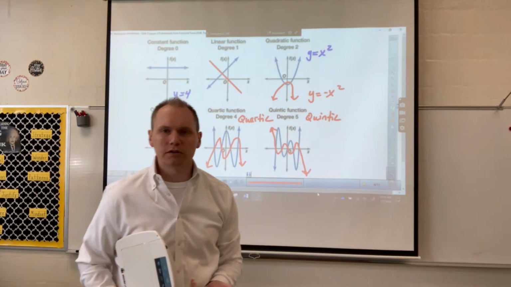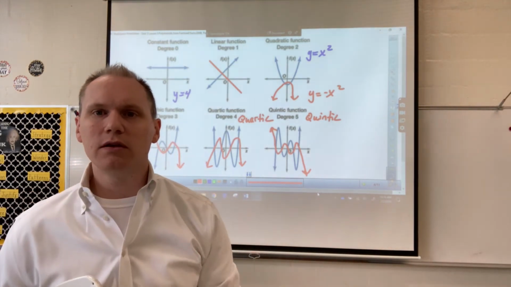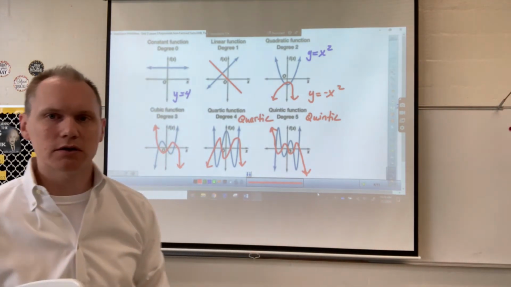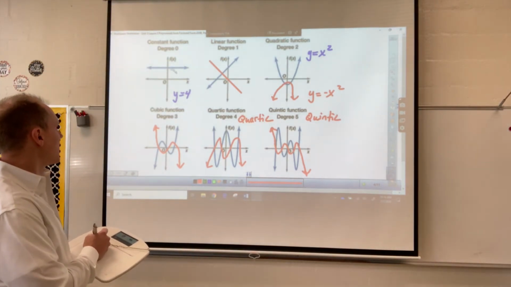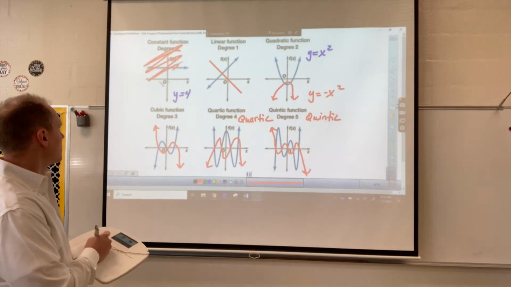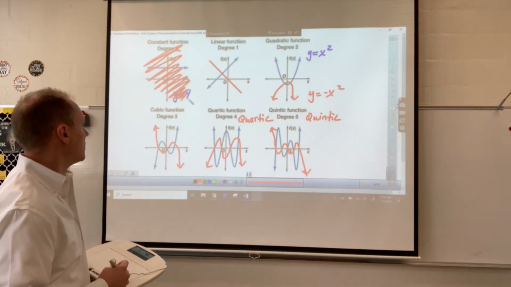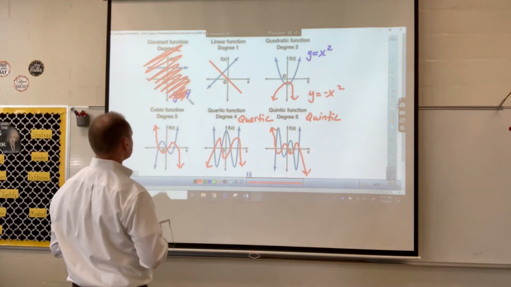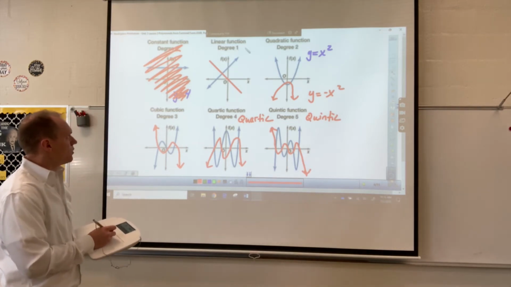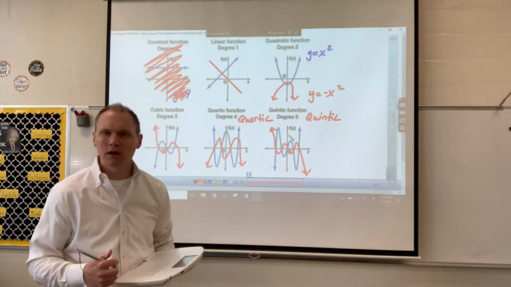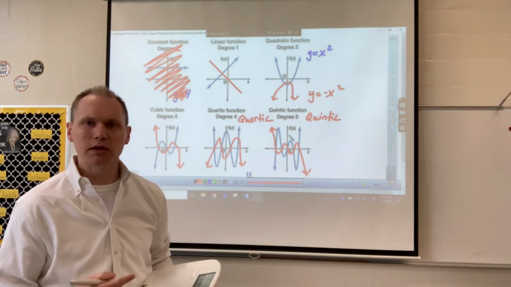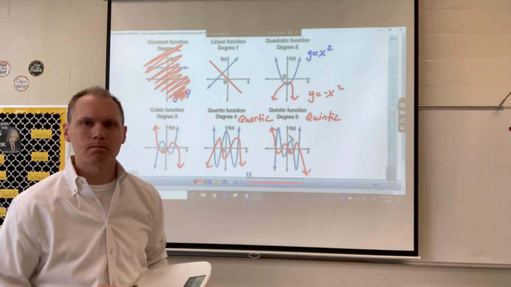So I hope you start to see some patterns here between even degree polynomials and odd degree polynomials. And we're going to kind of throw out this 0 one here because it doesn't really act similar to the rest of these. It's really not a polynomial in this case. So let's start with degree 1, degree 2, 3, 4, and 5. And let me just pause for a second. Do you notice any patterns between the even ones and the odd ones?